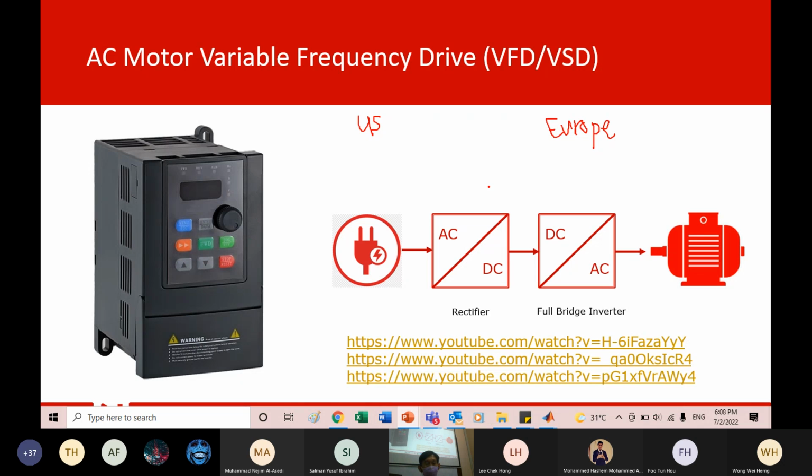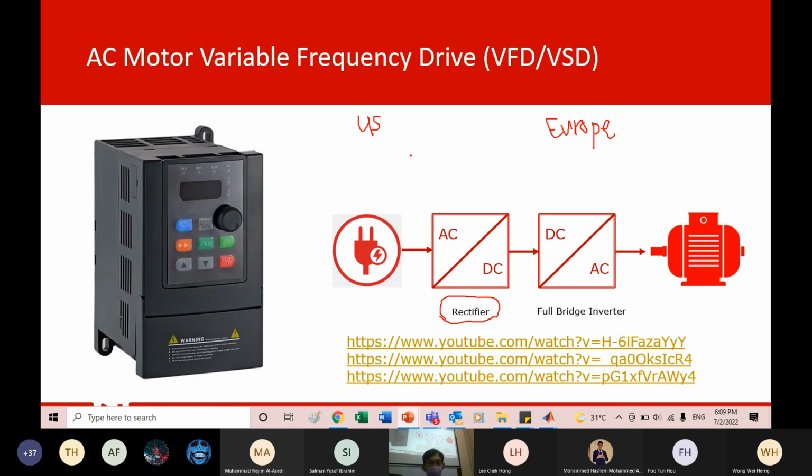And then inside, it has an AC to DC converter, which is a rectifier. Then it goes through a DC to AC stage, which is the one we are doing now, the full bridge inverter. Then it connects to a motor so that you can control the motor speed by changing its frequency. So they say variable frequency drive.